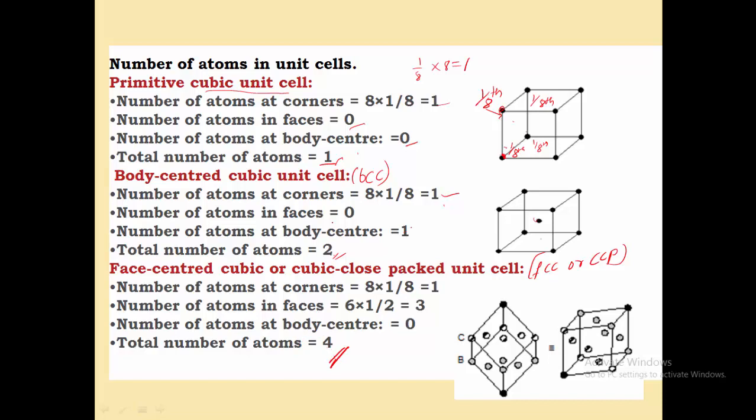So these are the number of particles present in the unit cell, and remember these numbers because they are very important. They can ask directly, or they are used in the problems. While solving the problems, they just mention BCC, FCC or SCC, and based upon that, you have to take the number of atoms.